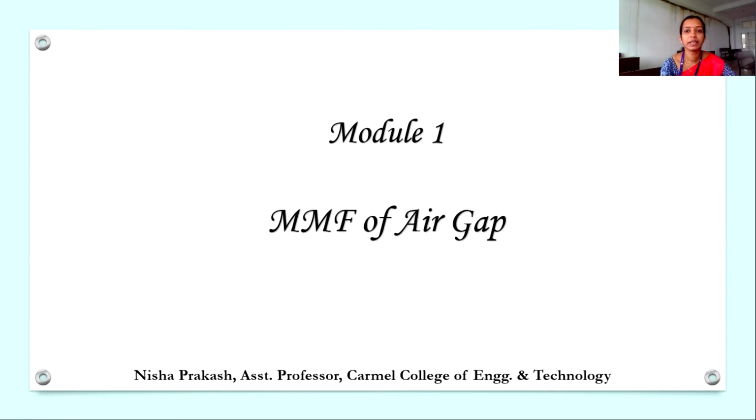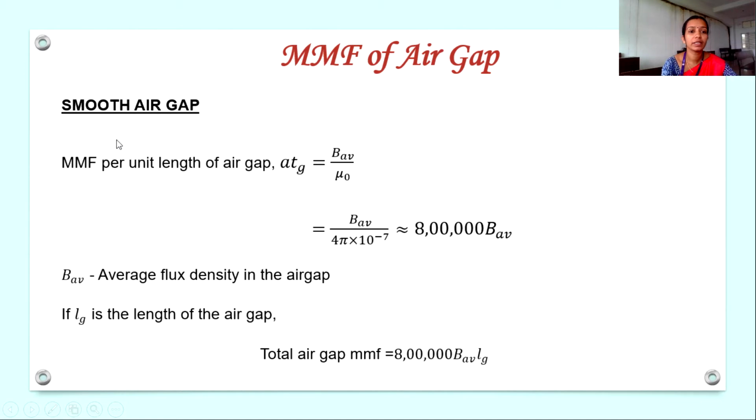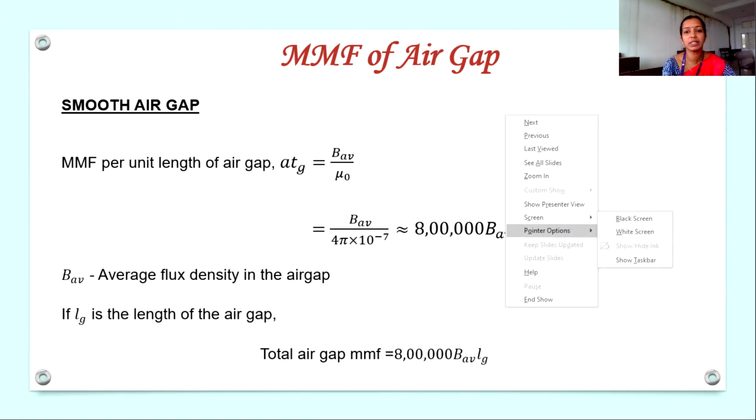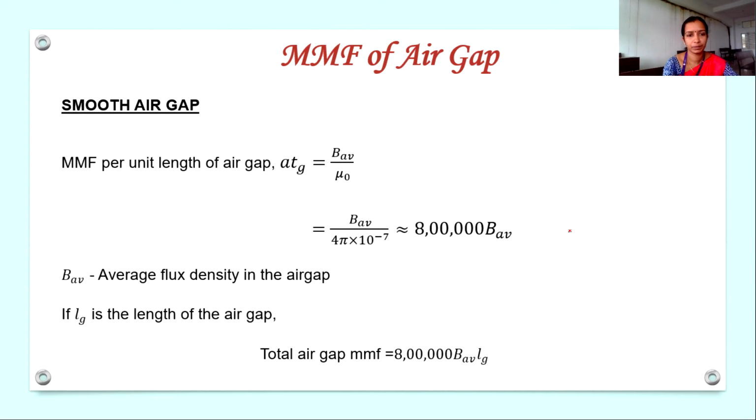We have studied the equations for reluctance of air gap under various conditions. So now we have to derive an expression for the MMF of air gap. First, let us consider the smooth air gap. We know that the air gap will be smooth when both the stator as well as the rotor have smooth surfaces. So let us derive an expression for the MMF of a smooth air gap.